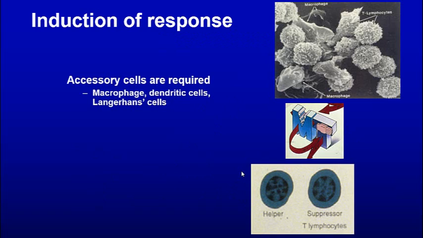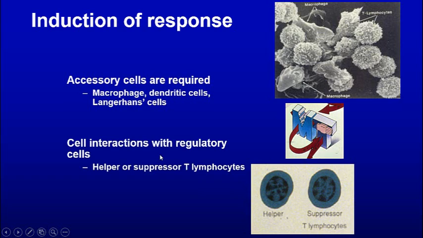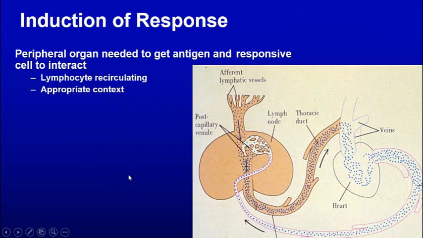Induction of the response, accessory cells are required. Here we see the macrophage interacting with these T cells. The macrophage interacts with T cells to produce leukokines that will help differentiate or develop the cells. You get cell interactions with related regulatory cells. You have helper cells, suppressor cells, and then the peripheral organs need to get the antigen response.